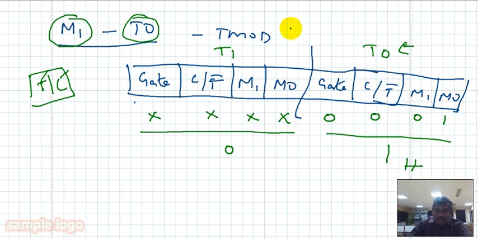Since the TMOD is not a bit addressable register, you are supposed to write an 8-bit value into the TMOD register. This is very important because it is not bit addressable. So always you should write this number 01 into the TMOD register. Clear? If you have doubt, you can ask.